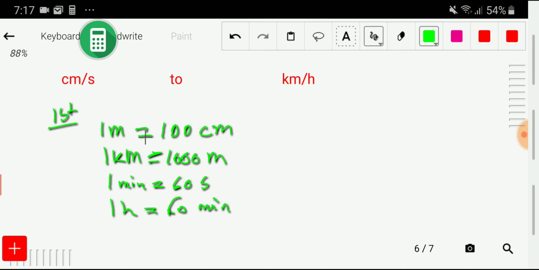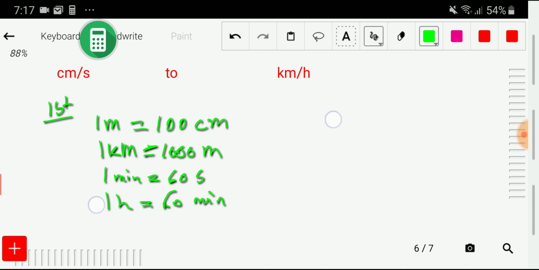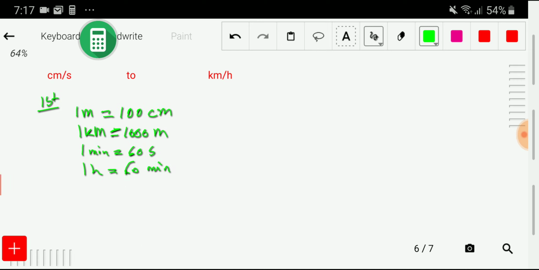So in the second step, what will I do? Let me show. In the second step, I will write the conversion factor, right? So from every equivalence we will get 2 conversion factors. Let me give you just one example here. So from this equivalence you can write 2 conversion factors.